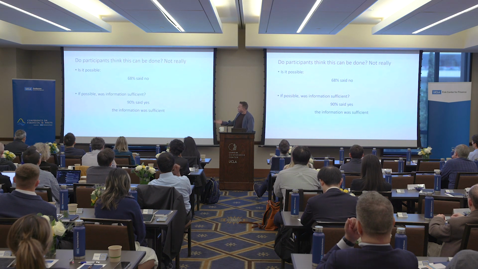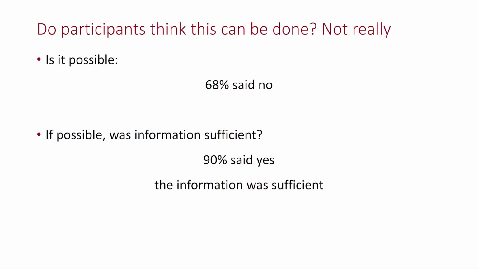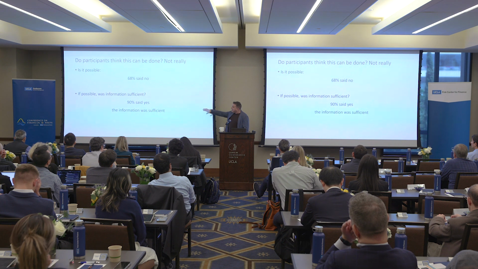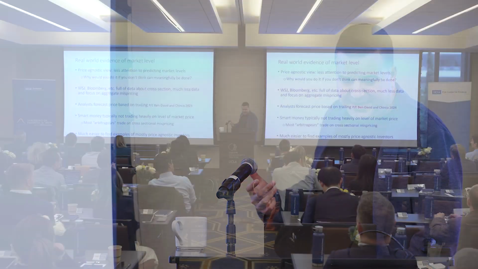So basically, most of them said they didn't think this was possible. So about 70% of our respondents said this task is crazy. There's not a set of data that would get me within 10%. That's kind of inconsistent with our models, but very consistent with a kind of world where people are largely price agnostic. If it was possible, was the information sufficient? Most said yes. So experimentally, it seems like people aren't able to identify these large deviations in prices. They don't seem to think that there's a set of data that would allow them to do so.